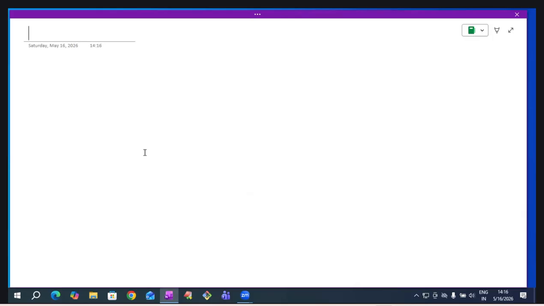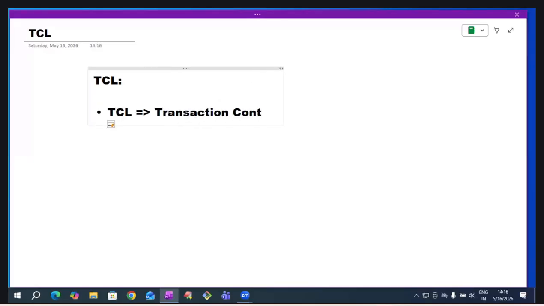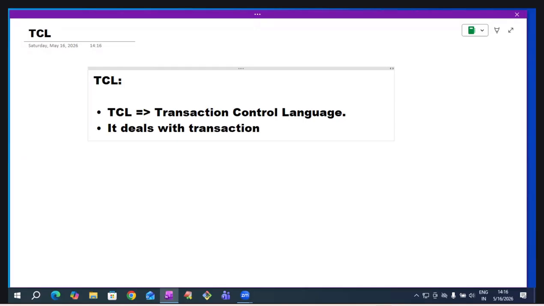So, topic name is TCL. SQL is providing 5 sub-languages. Among those, one of the sub-languages is TCL. You tell me, sir, TCL stands for Transaction Control Language. Good. Now, this sub-language mainly deals with transactions.